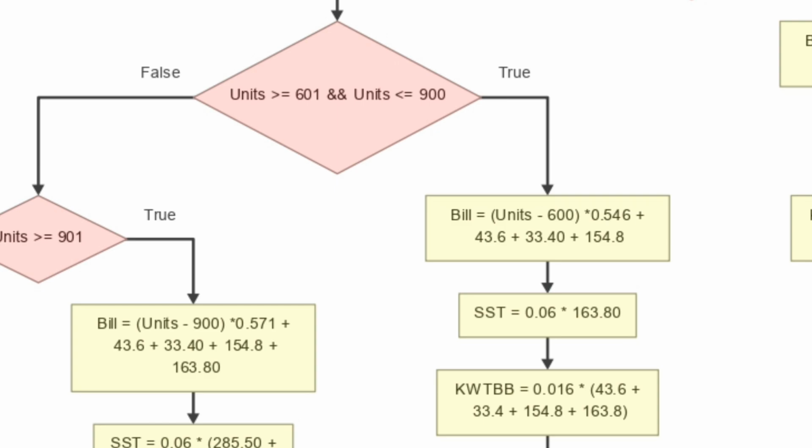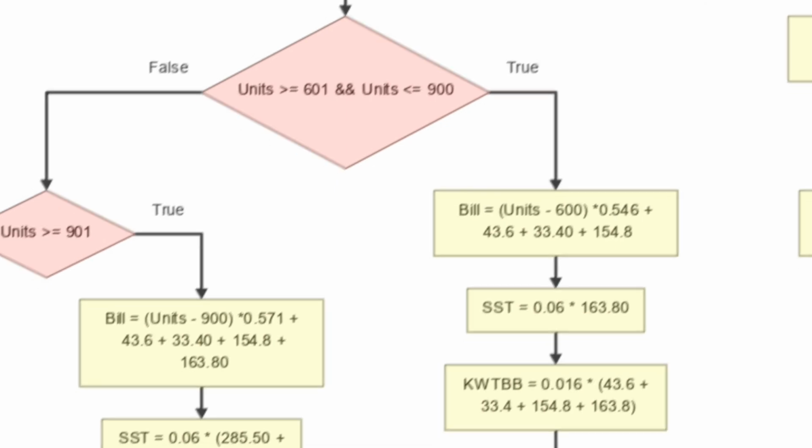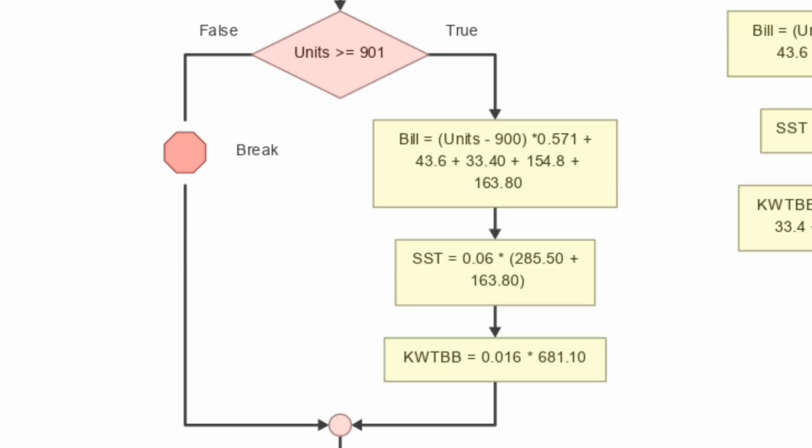The SST requirements too are met here, so we have to multiply 0.06 to the total of the bill on the fourth tariff. The fifth and the last tariff block. The electricity usage exceeding 900 units will be charged at this level, where all will be charged at RM 0.571 per unit. There is no unit limit in this level, which concludes the units more than or equal to 901. If the statement is true, the units will be multiplied by 0.571, which is RM 0.571 per unit.